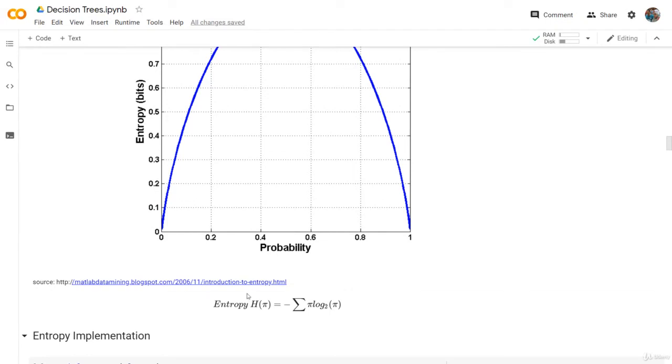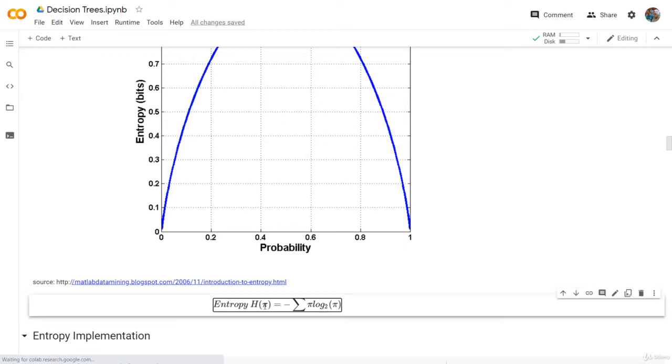The equation for the entropy is the negative summation: if you want to get the entropy of some event x, we are calling it pi here, but let's say x, then it will be the negative summation of x times log 2 of x, right? So this is the equation. We will not dive deep into the mathematics, but this is basically the equation of entropy.